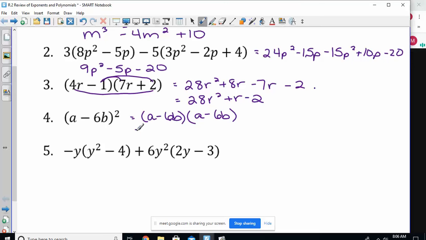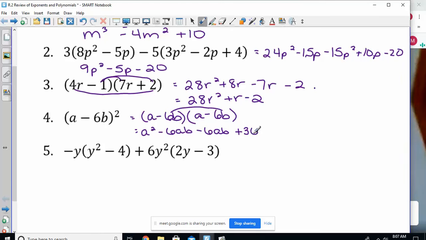So we get a squared minus 6ab minus 6ab. Negative 6b times negative 6b is positive 36b squared. Add like terms. So we have a squared minus 12ab plus 36b squared.